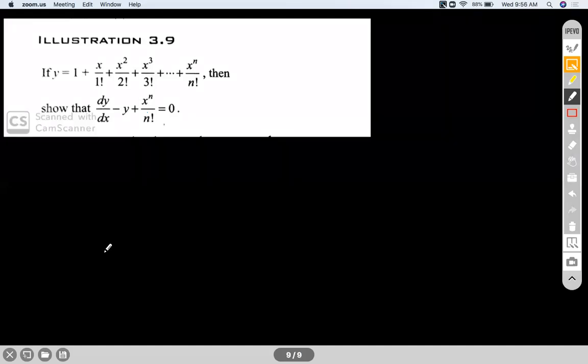Anyways. So next is y is 1 plus x by 1 factorial, x square by 2 factorial, x cube by 3 factorial, and so on till x to the power n by n factorial. So that dy by dx is this.